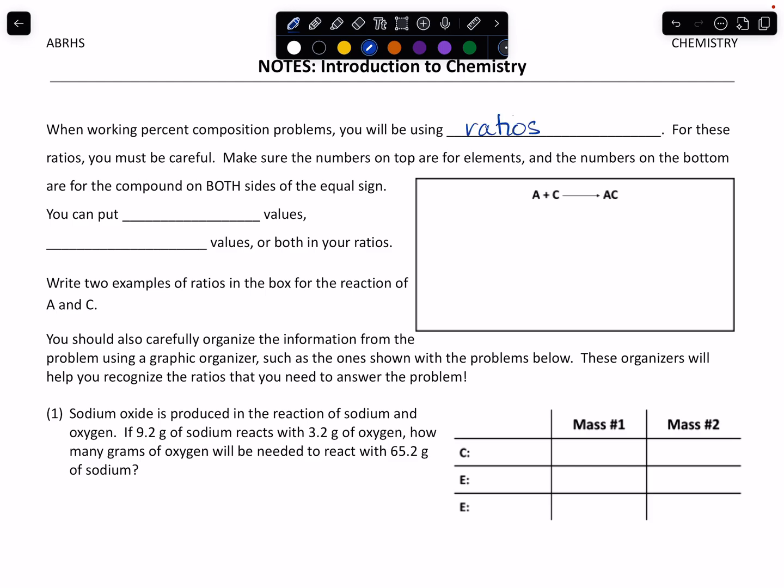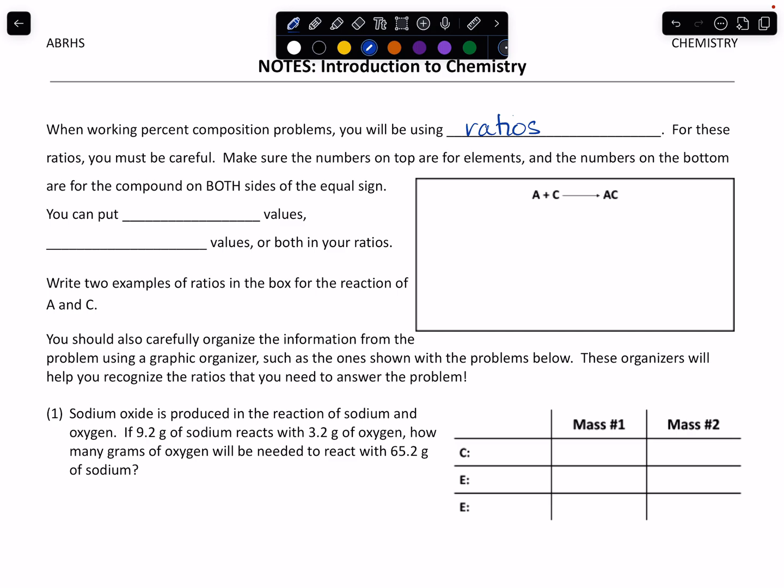All right. For the ratios, we need to be careful. We need to make sure the numbers on the top of our ratios are for elements and the numbers on the bottom are for the compound on both sides of the equal sign. All right. If you want to flip them and put the compound on top and the element on the bottom, that's fine too. They just need to match. I tend to do it the other way though. Element on top, compound on the bottom.